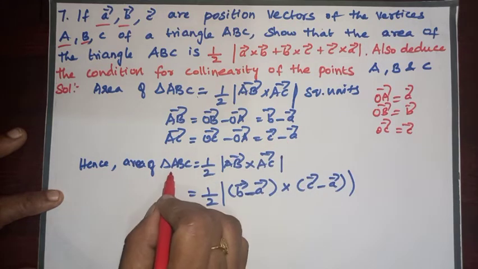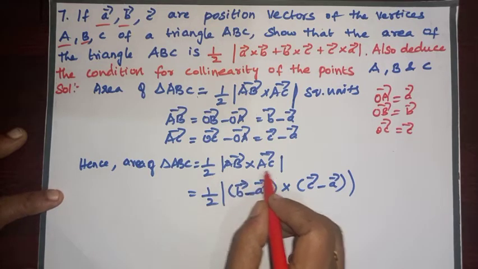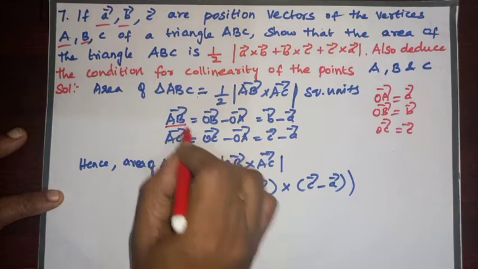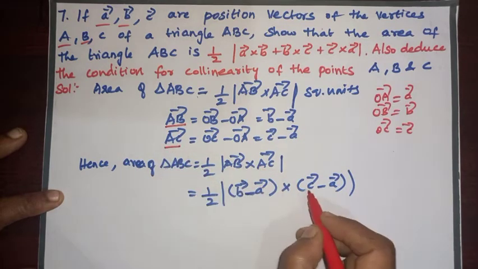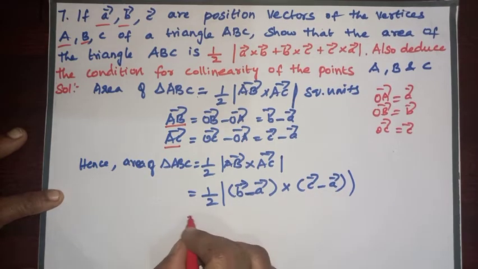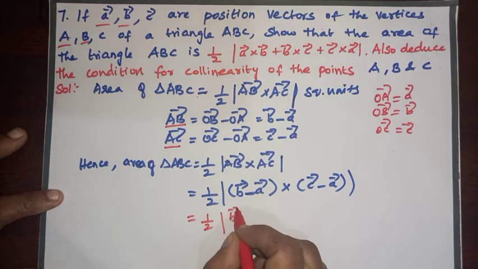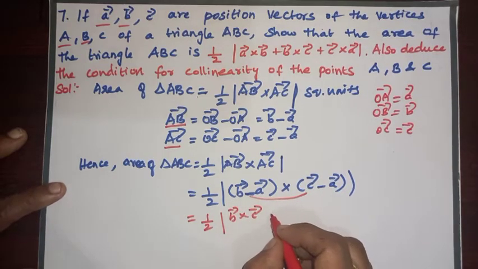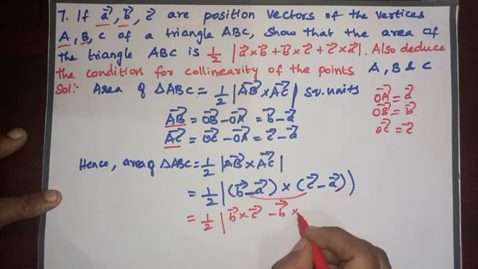Hence area of triangle ABC equal to 1 by 2 magnitude of vector AB cross vector AC, which is equal to 1 by 2 vector AB as B vector minus A vector, vector AC as C vector minus A vector. Now we are going to multiply this one. B vector into C vector minus B vector into A vector.